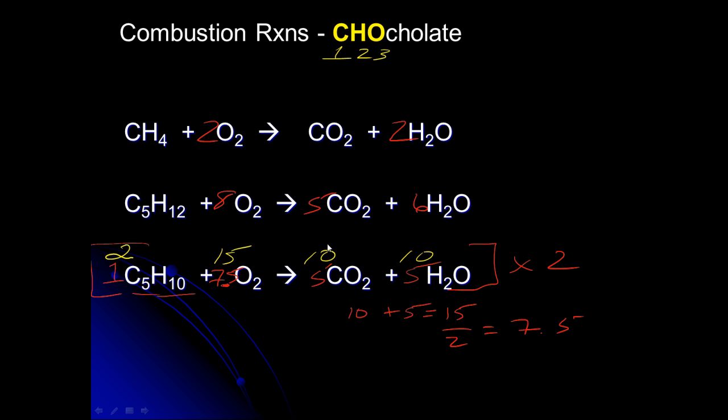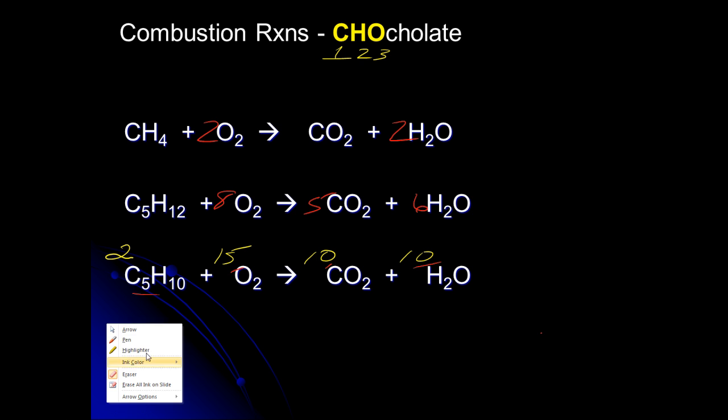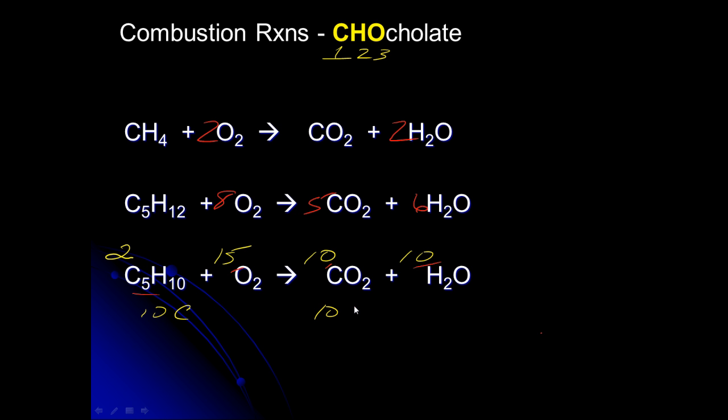Okay. So if we check this, and I'm going to erase, again, a bunch of this stuff to kind of clean this up a little bit. If we check it here real quick, to make sure that we are getting what we need, okay. 2 times 5, 10 carbons. 10 times invisible 1, 10 carbons. Do hydrogen next. 2 times 10, 20 hydrogens. And on this side, 10 times 2, 20 hydrogens. And then lastly here, 15 times 2 is 30 oxygens.